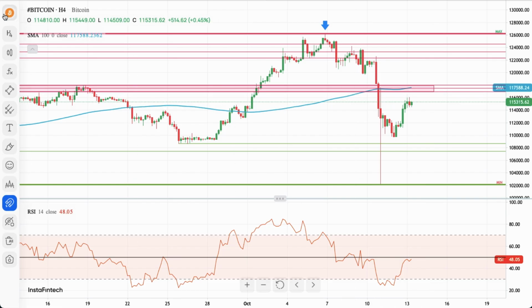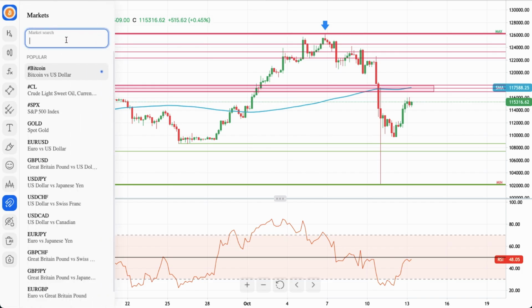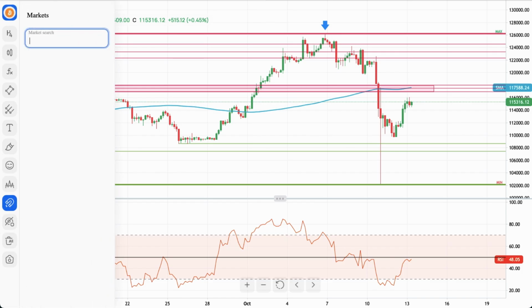That's the situation here with the current market movement. Very nice rebound on the Bitcoin. For now, we need to wait for the US to open in order to say anything more.